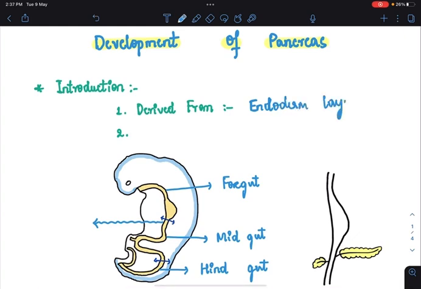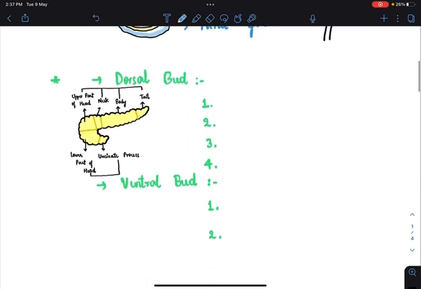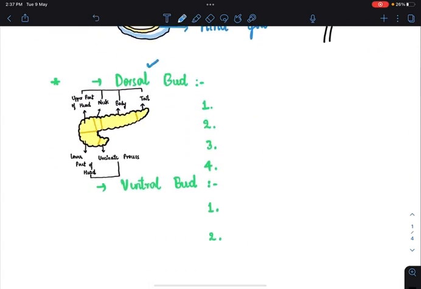And that too, the pancreas develops from two endodermal pancreatic buds, okay? So which are these pancreatic buds? They are the dorsal pancreatic bud and the ventral pancreatic bud, okay?